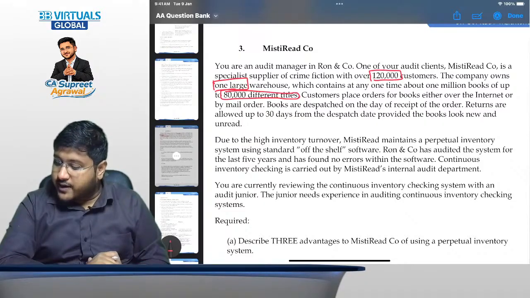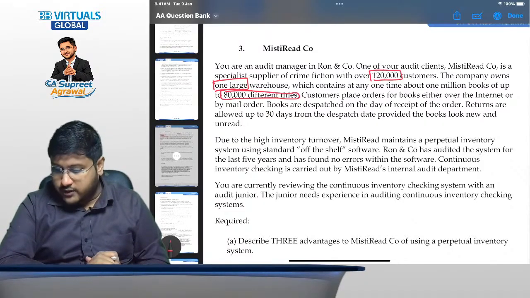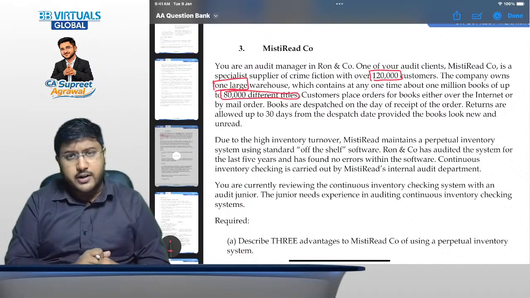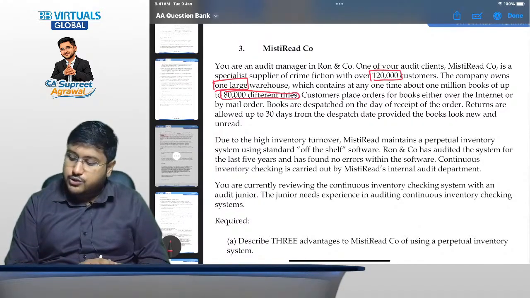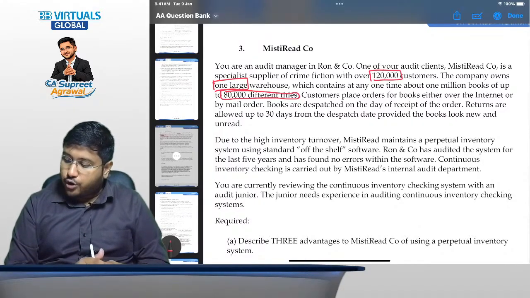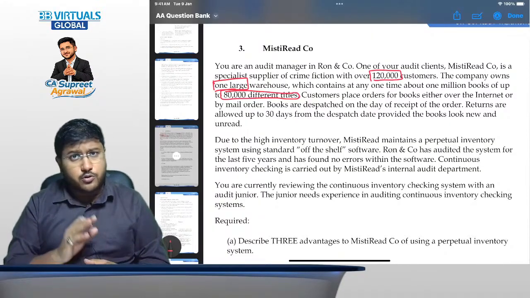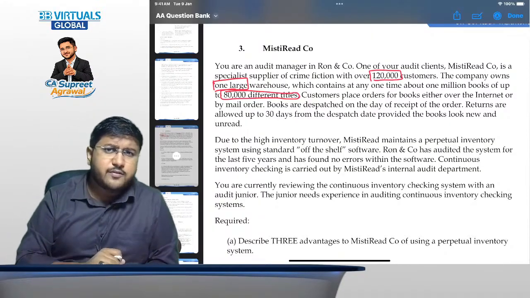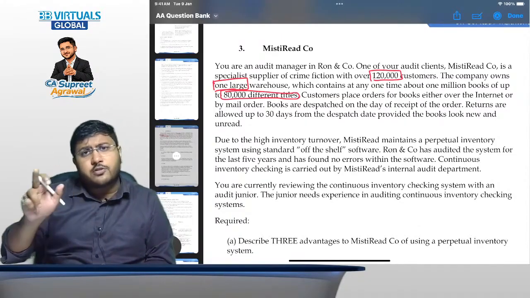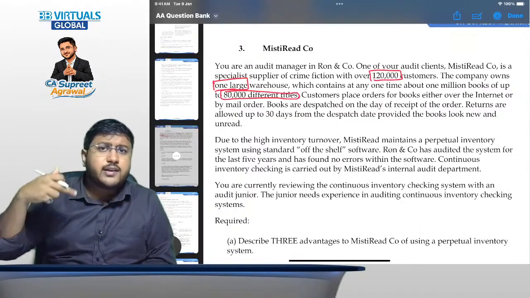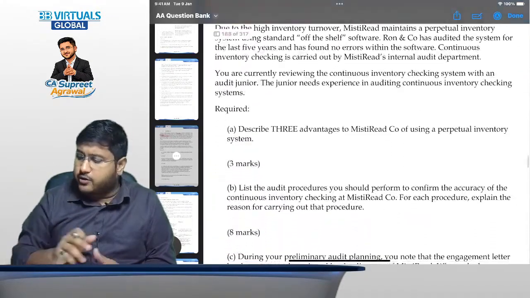Continuous inventory checking is carried out by Mr. Reed's internal audit department, so the company is also getting internal audit done. You are currently reviewing the continuous inventory checking system with an audit junior who needs experience in auditing it. See, this is a perpetual system. Although you must have discussed it in FR, a perpetual system is not a fixed period system. It means the books and the inventory cost are continuously being recorded on a regular basis.